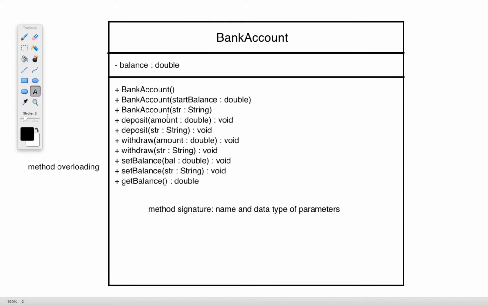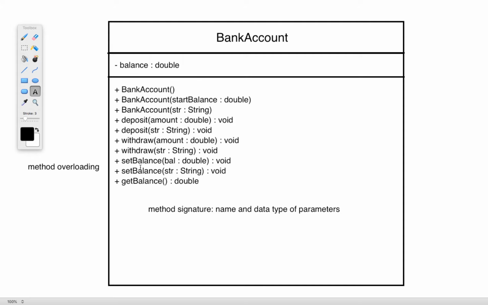One version takes a double, the other version takes a string. With our withdraw method, one takes a double, the other takes a string. And with our set balance, one takes a double and the other takes a string. So because of that, as long as we are specifying either a double or a string as the parameter for it, that's how we know which version of this method we're trying to call.